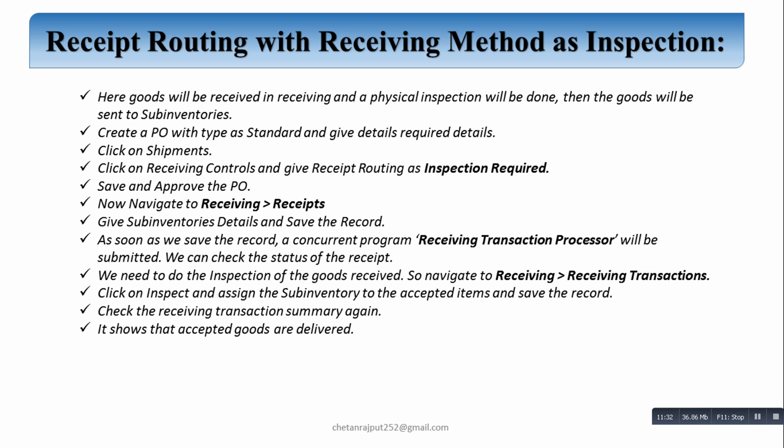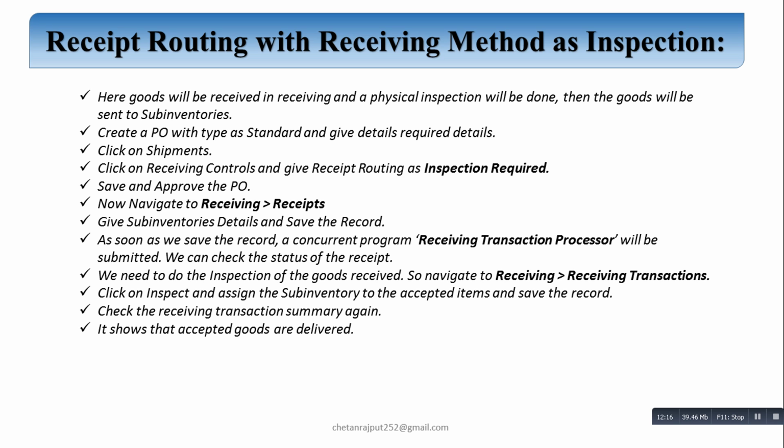Now navigate to receiving and receipt. Give sub inventories details and save the record. As soon as we save the record, the concurrent program receiving transaction processor will be submitted. We can check the status of the receipt. We need to do the inspection of goods received. So navigate to the receiving and receiving transaction. Click on inspect and assign the sub inventory to the accepted item and save the record. Check the receiving transaction summary again. It shows that accepted goods are delivered.